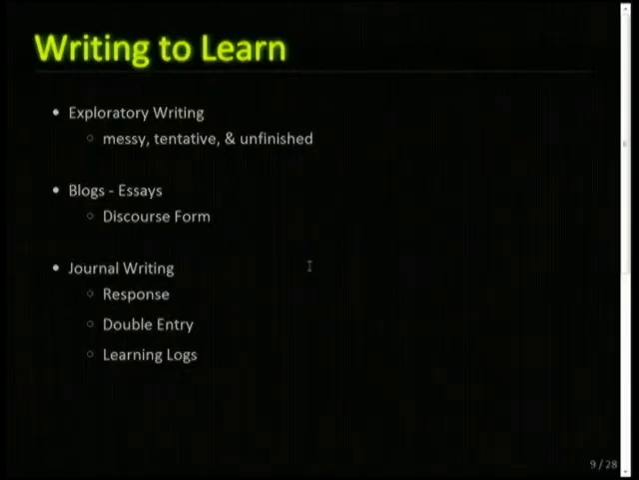All right, so now another level is writing to learn. And it's a valid way to learn something: write about it. So break this down to 3 types of writing to learn. There's exploratory writing. That's where you're just starting out. You're just starting to wrestle with it. You make some observations. So it's kind of messy, tentative, unfinished. It's just like when you're first noodling around with things.